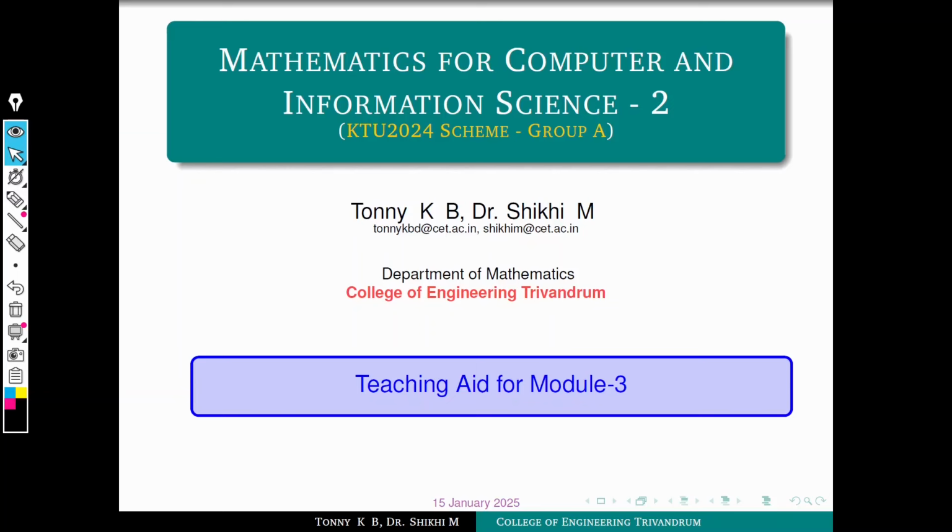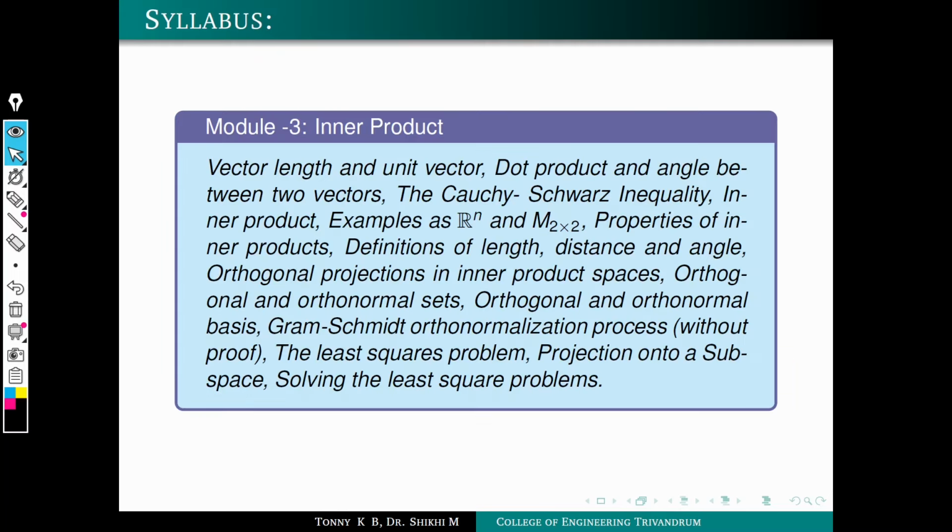Hello all. This class is meant for the students of Computer Science and Allied branches of KTU as per 2024 scheme. In the third module of the paper, we have already discussed the concepts of vector length and unit vector, dot product and angle between two vectors, the Cauchy-Schwarz inequality.